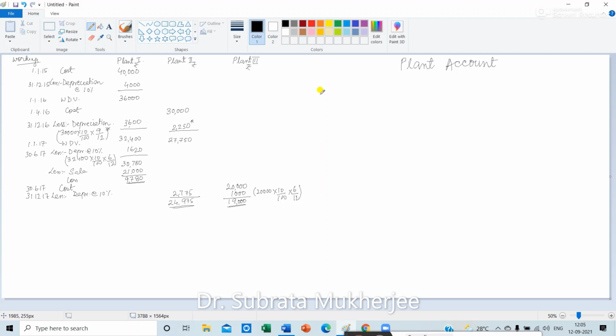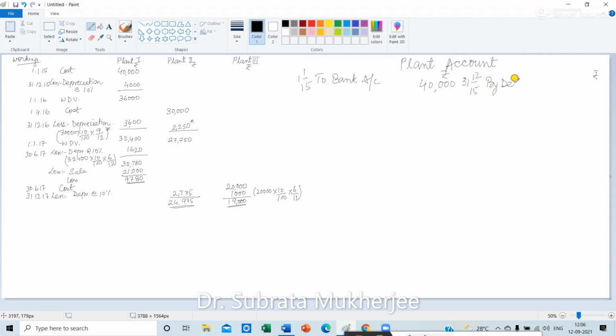Okay. So on 1st January 2015, to bank account, what was the cost of plant 1? 40,000. You can see in the working I have written 40,000 is the cost of plant 1 on 1st January 2015, and there was no more transaction in 2015, and on 31st December 2015 you have charged depreciation.